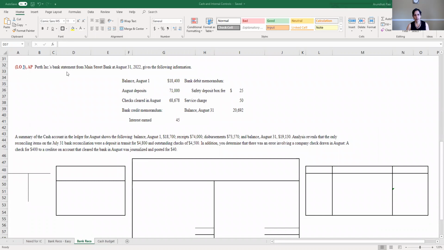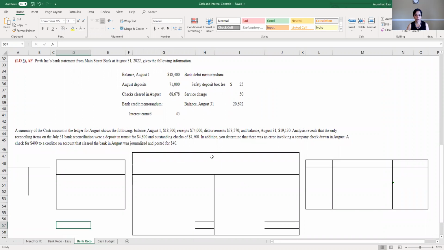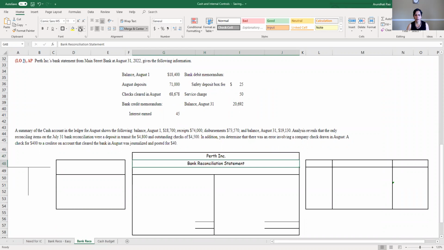We have Perth Company's bank statement from Main Street Bank at August 31st, 2022. We've been given the information, we'll get to this. And then we've been given the information about the company's cash account. So let me start out by setting up the bank reconciliation statement. What I mean by that is just set up the skeletal portion, starting with the name of the company, Perth Inc. Second line, I'll write bank reconciliation statement. Third line, I'll write the date as of which I'm preparing this. This is a standard header.